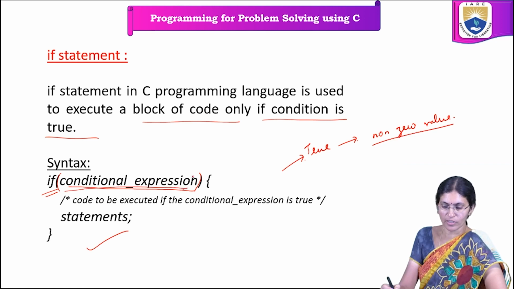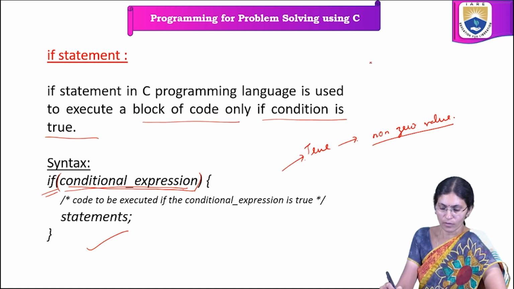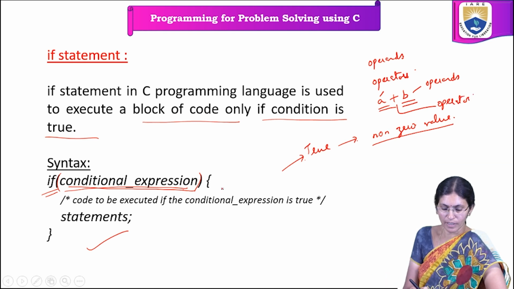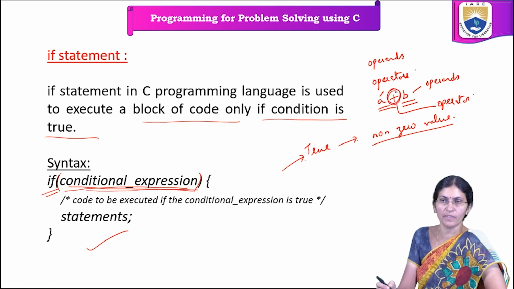And the conditional expression, as we know, an expression is nothing but a combination of operands and operators. Suppose we have two operands A and B. These are the variables, or operands you can say, and this one is the operator. Then mainly in this condition, to evaluate this conditional expression, the operators which we will be using here are relational operators.